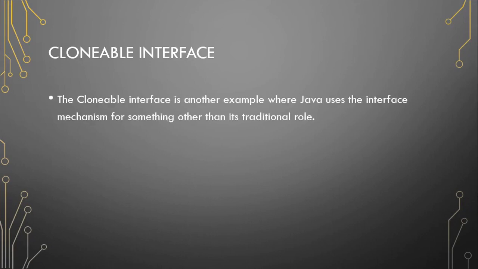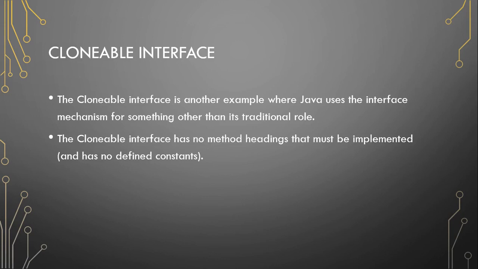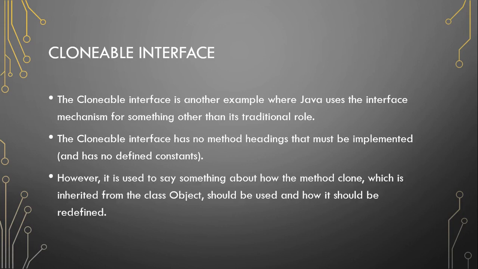So the clonable interface is another example where Java used the interface mechanism for something other than its traditional role. The clonable interface has no method headings that must be implemented and no defined constants. So again, it's kind of like the serializable interface. However, it is used to say something about how the method clone, which is inherited from the class object, should be used and how it should be redefined.